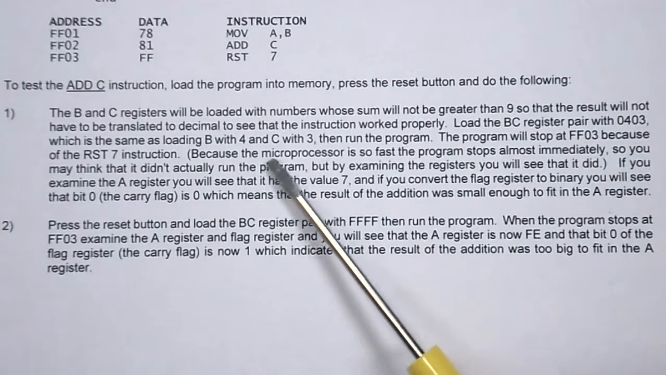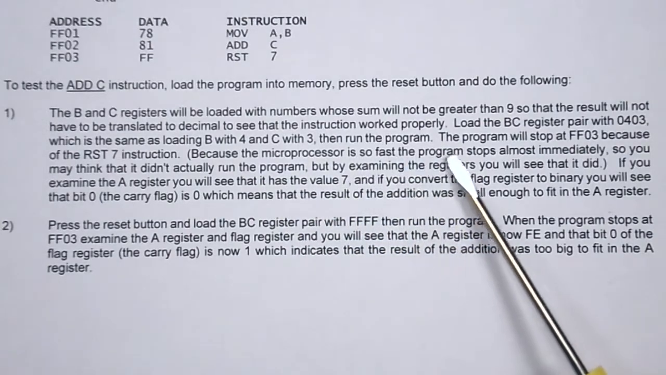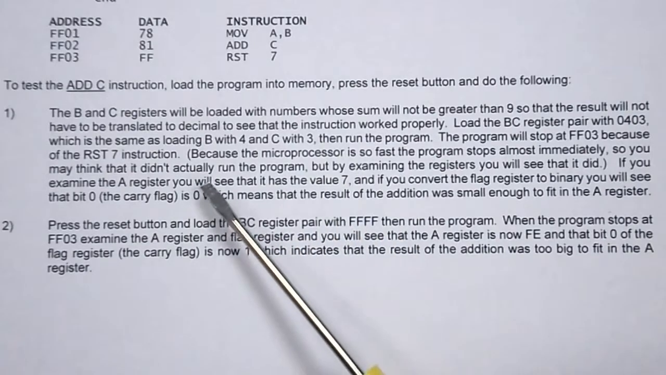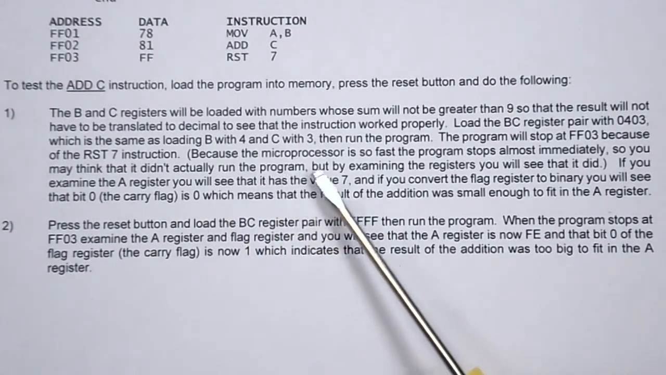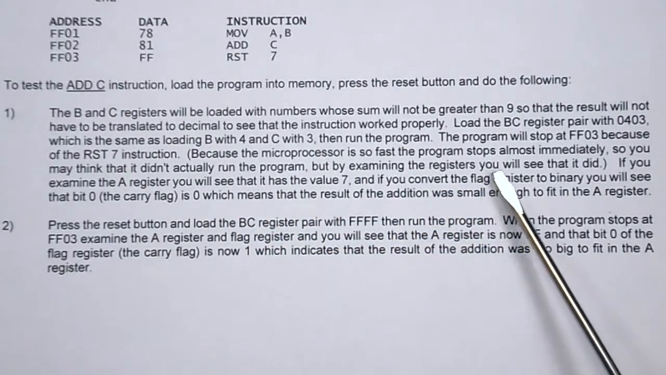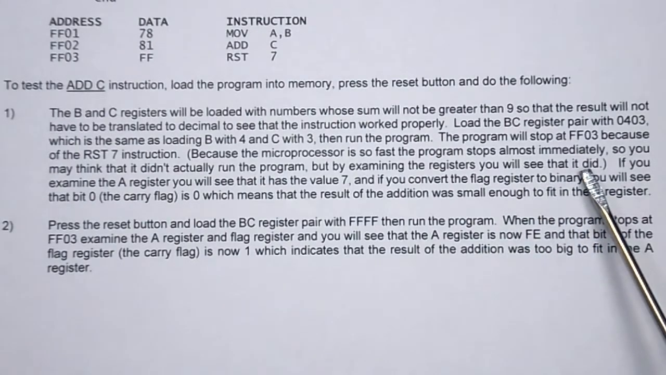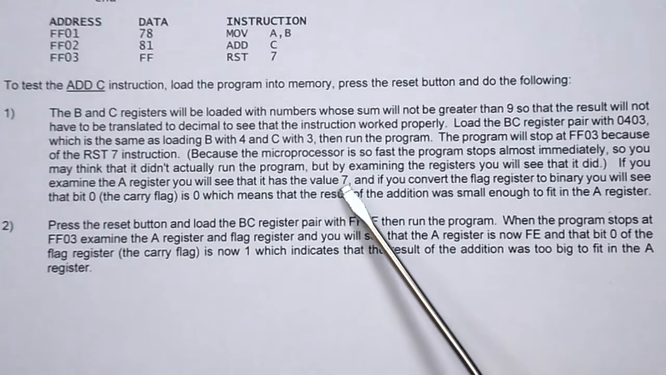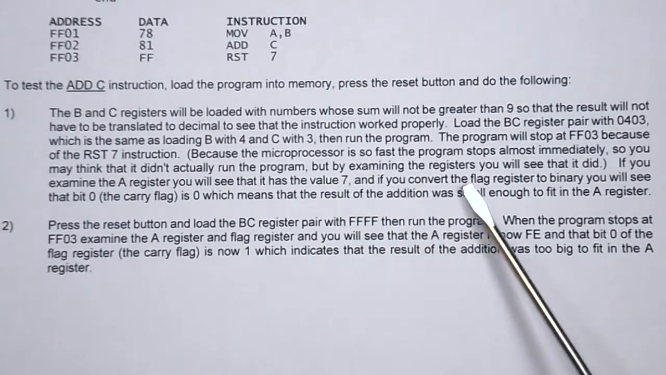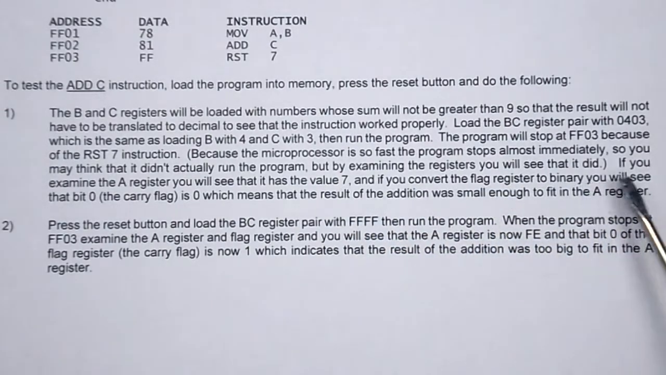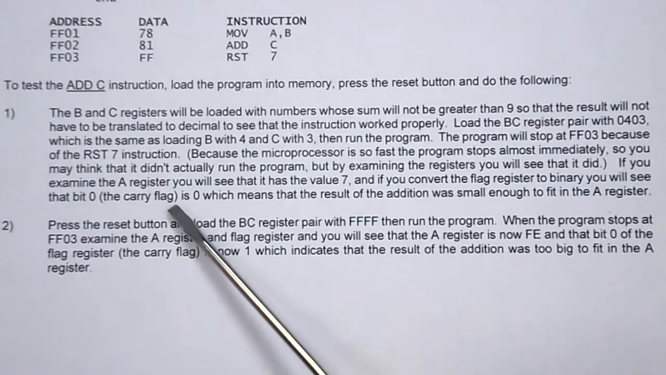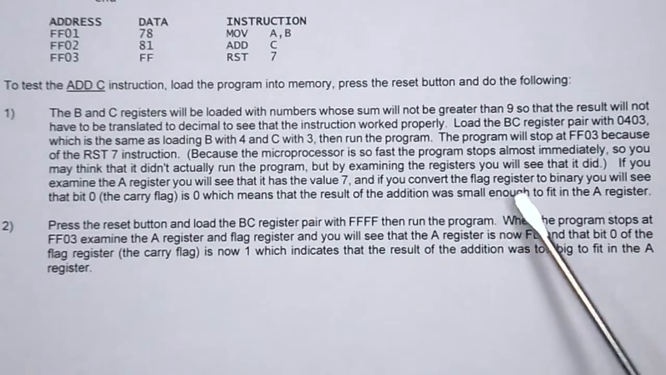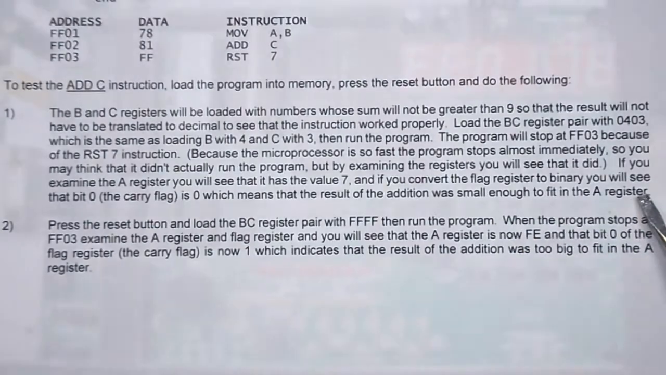Now it says here, because the microprocessor is so fast, the program stops almost immediately. So you may think that it did actually run the program, but by examining the registers we will see that it did. If you examine the A register, we will see that it has the value 7, and if you convert the flag register to binary, you will see that bit 0, the carry flag, is 0, which means the result of the addition was small enough to fit in the A register.